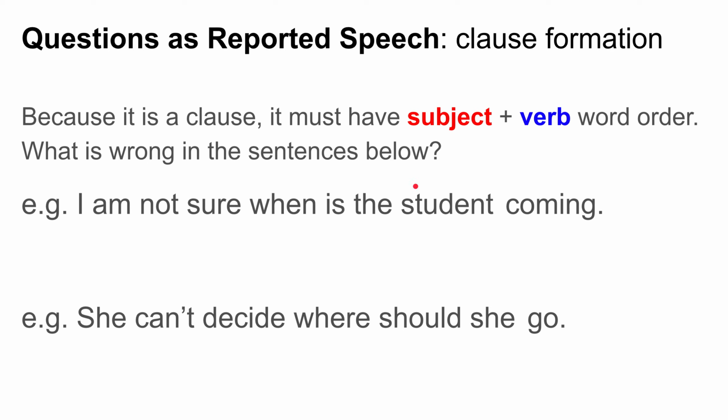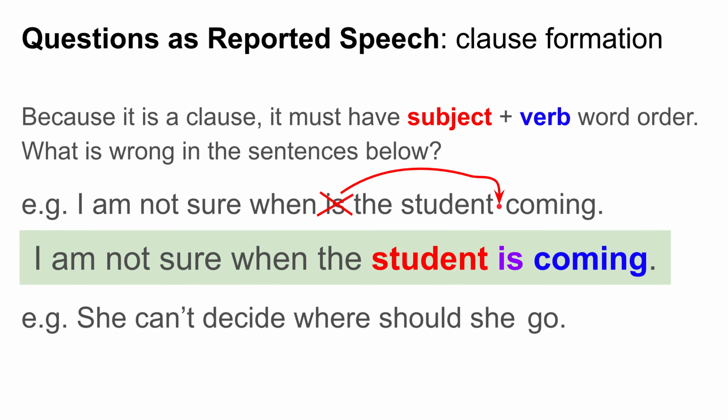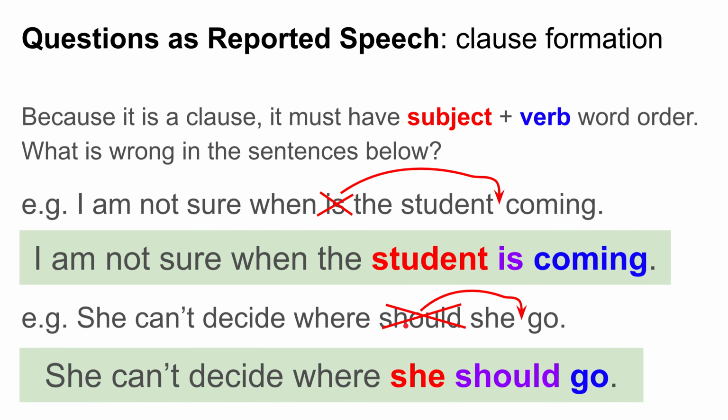Okay, in the first sentence, when is the student coming? This is not subject verb order. This is question order. So in order to make it subject verb order, sentence order, I need to move is and put it after the subject. So I'm not sure when the student is coming. Same thing here. She can't decide where should she go. Again, this is question word order. So I need to take should and move it after the subject. She can't decide where she should go.